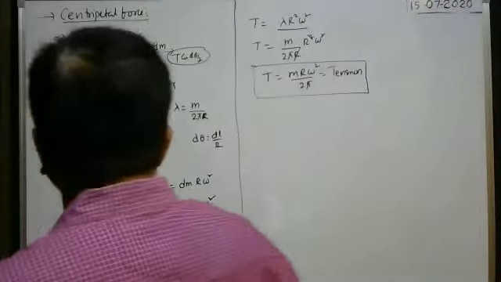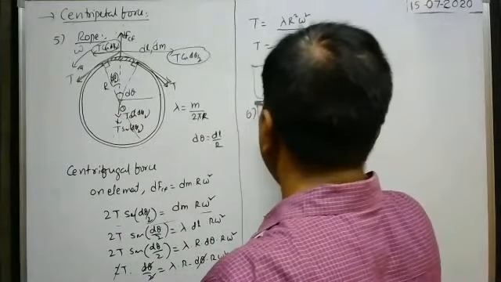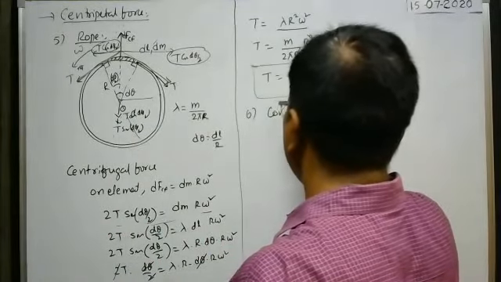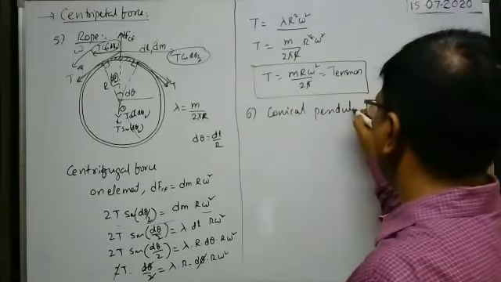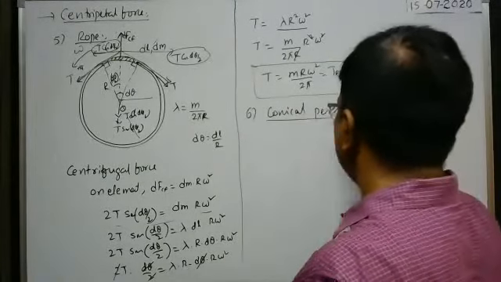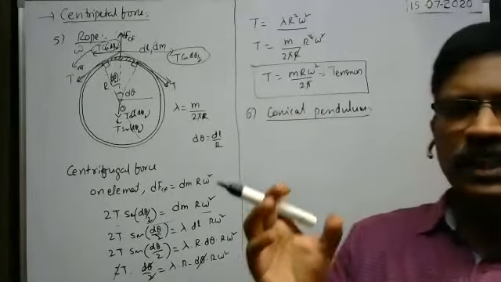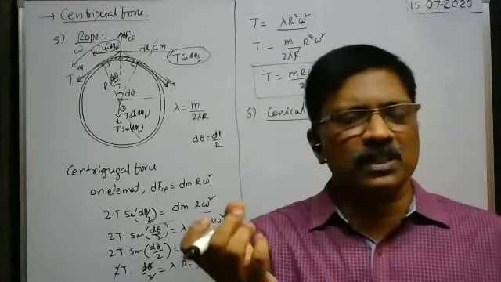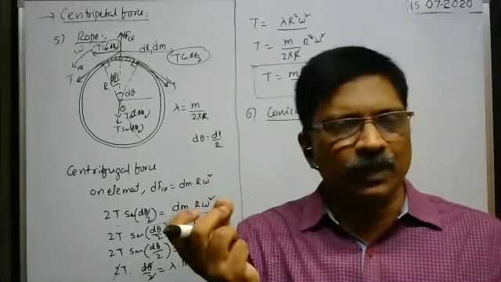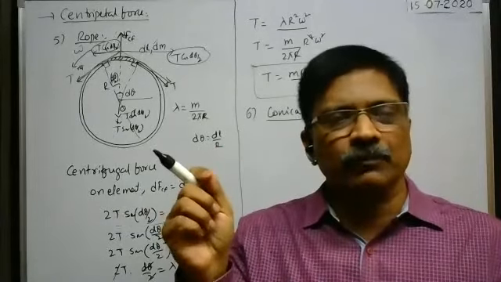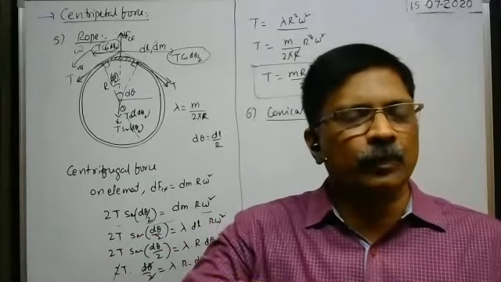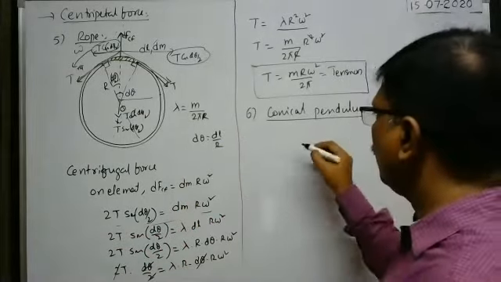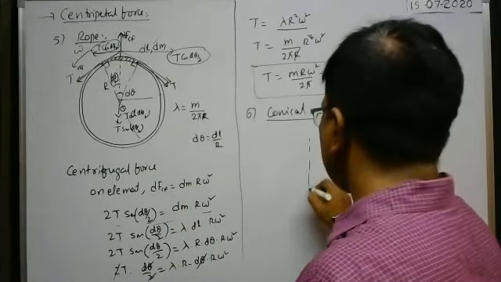Okay, next here, conical pendulum is there. Sixth one, conical pendulum. Here, a spherical bob is suspended by means of a light inextensible string, and by means of the string, the bob or body is made to rotate in a horizontal plane about the vertical axis. Here, this is the vertical axis.